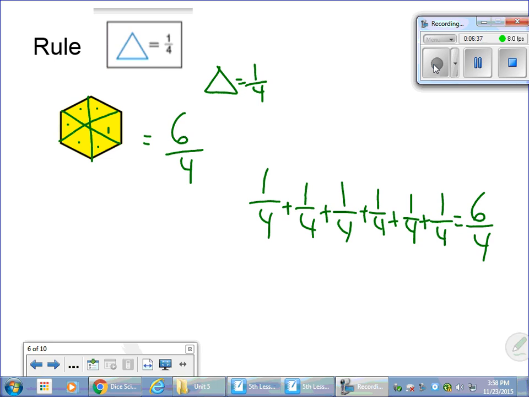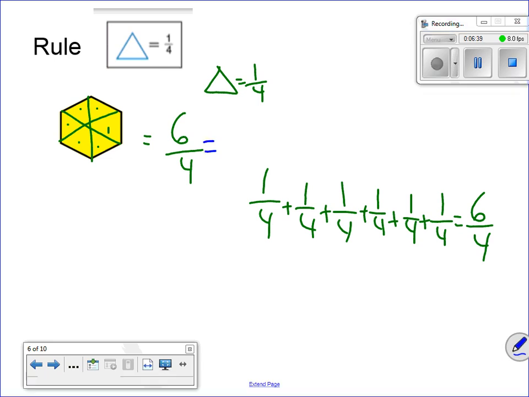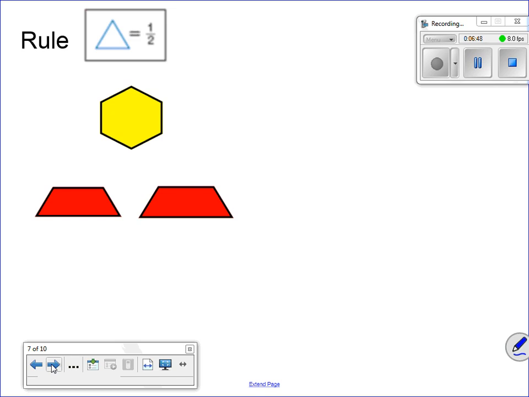But when I'm making this a mixed number, I have to ask, how many 4's go into 6? 1. What's left over? 2 4's. So another one here. So now the triangle equals half.